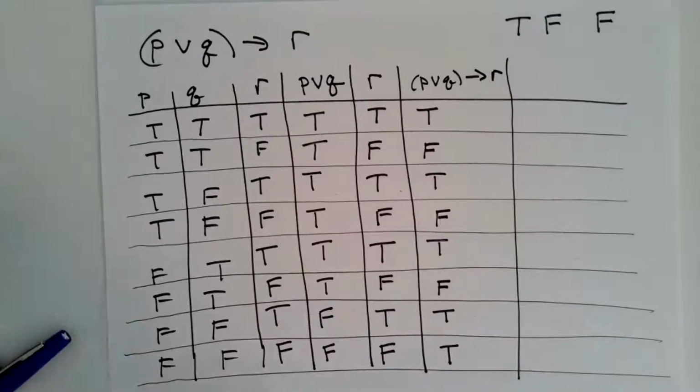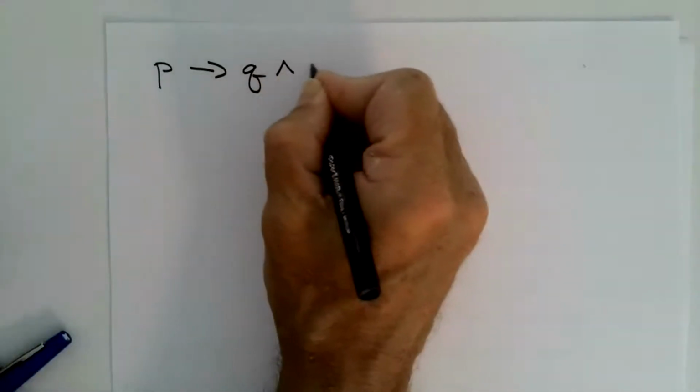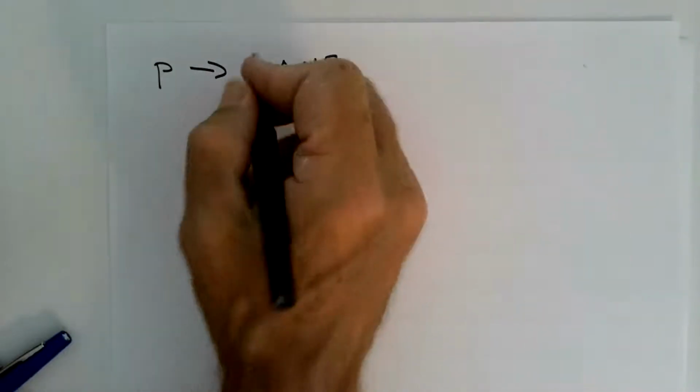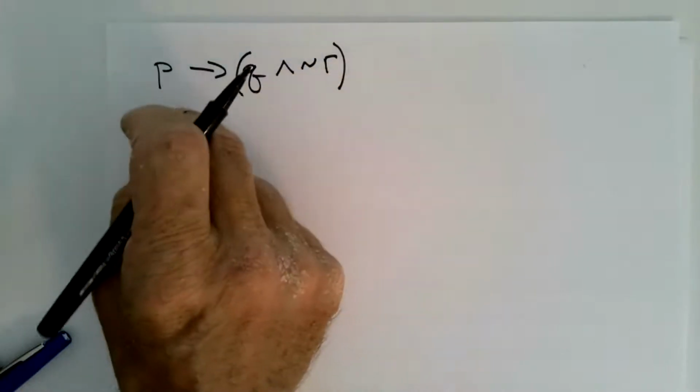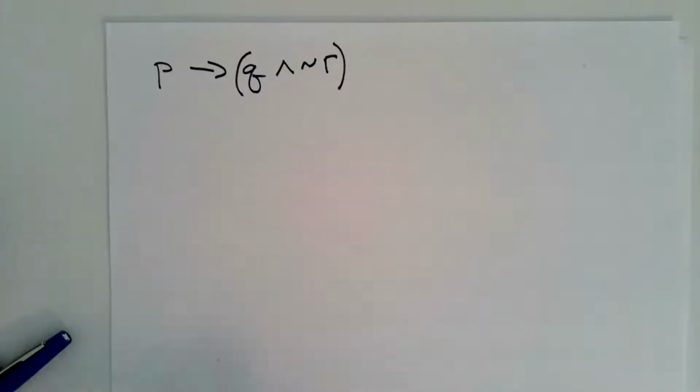Okay. Let's take a look at one more. How about P implies Q and not R? Let's talk a little bit about order of operations. P implies Q and not R. The implication always wins, so I want to go ahead and do it this way to make sure there's no ambiguity. So we'll do Q and not R first, and then say if P is true, then Q and not R has to be true.